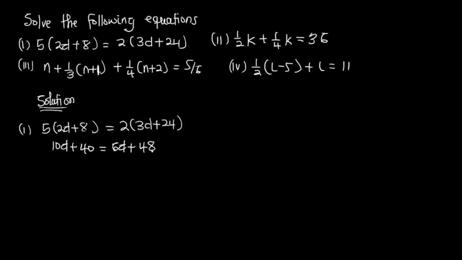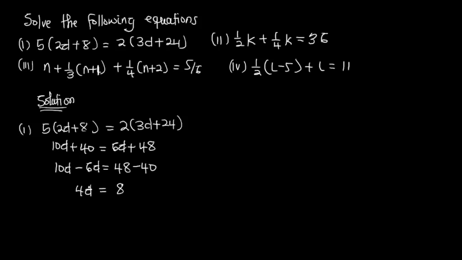So from here I can group items. So I maintain the 10d over here, I bring the 6d to the other side, so it becomes negative 6d is equal to, I maintain the 48 here, then I send the positive 40 to the right hand side, it becomes negative 40. Now 10d minus 6d will give me 4d is equal to 48 minus 40 will give me 8.